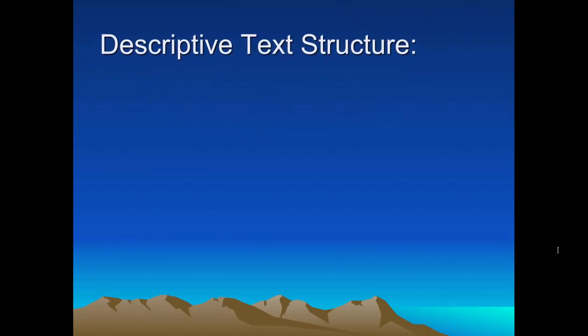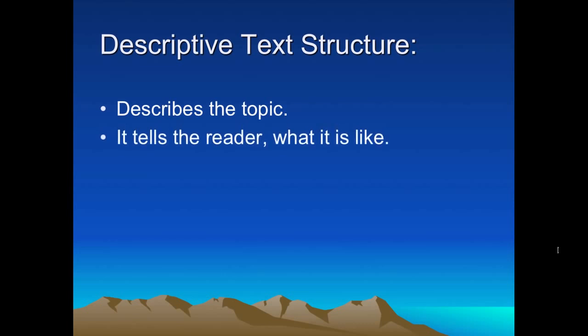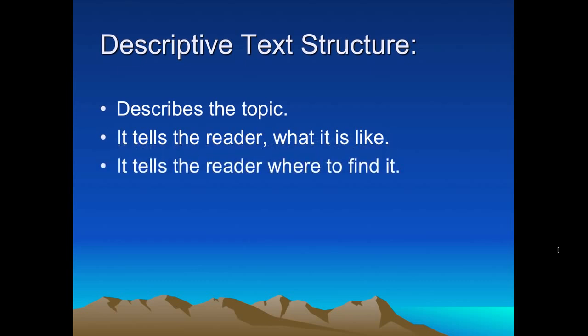Now, descriptive text structure, it describes the topic. Obviously, it's called descriptive text structure, so it's going to describe. It tells the reader what it is like. So whatever the topic is, it's describing the topic and it's telling the reader what it is like. It also tells the reader where to find it.